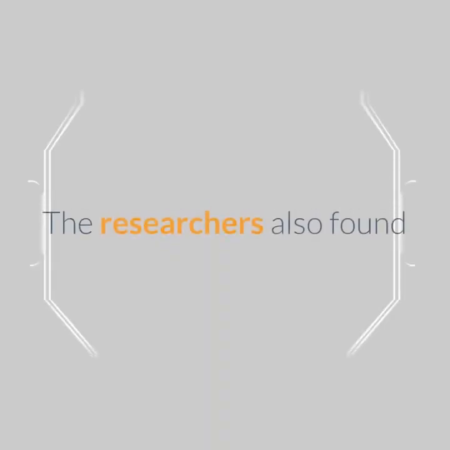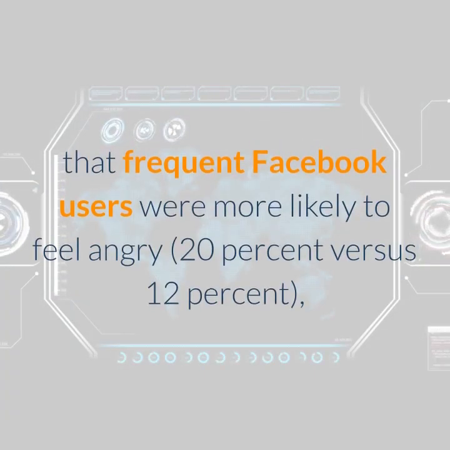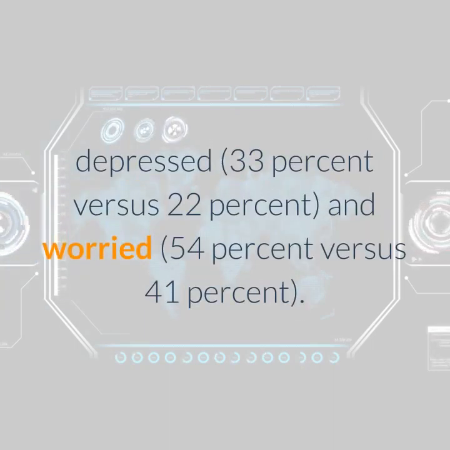The researchers also found that frequent Facebook users were more likely to feel angry, 20% versus 12%, depressed, 33% versus 22%, and worried, 54% versus 41%.